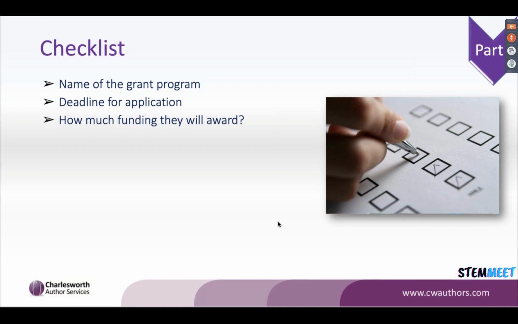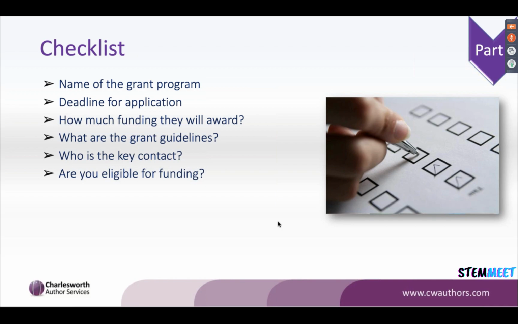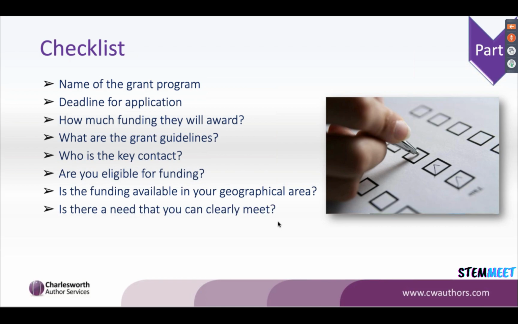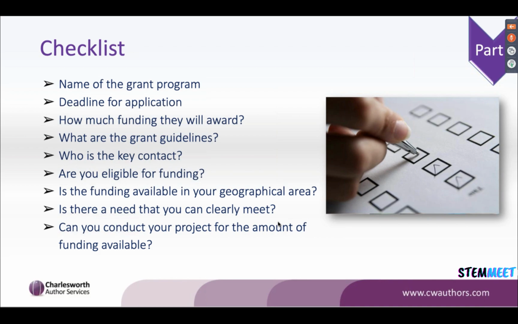How much funding they will award, what the grant guidelines are, who is the key contact person, because at many times you most likely will have questions and it is perfectly fine to reach out to their key contact and ask. Are you eligible for funding? Is the funding available in your geographical area? Is there a need that you can clearly meet? And can you conduct your project for the amount of funding available? So these are just some key things and checklists to think about as you go through. Make sure that you have an understanding of all of these, having unpacked the RFP.